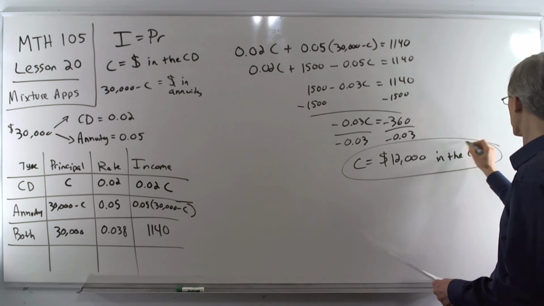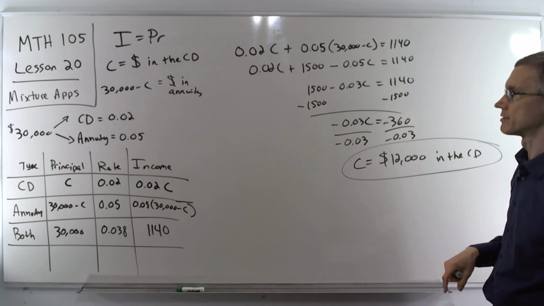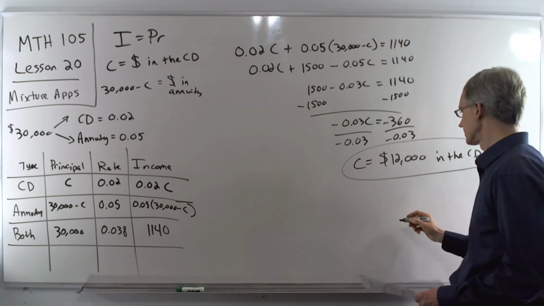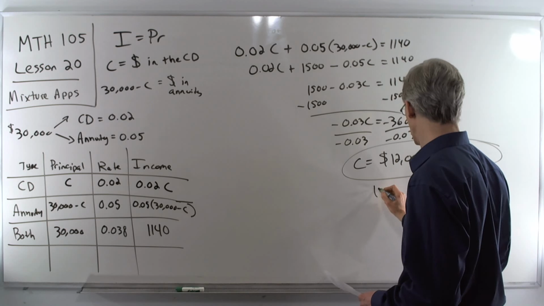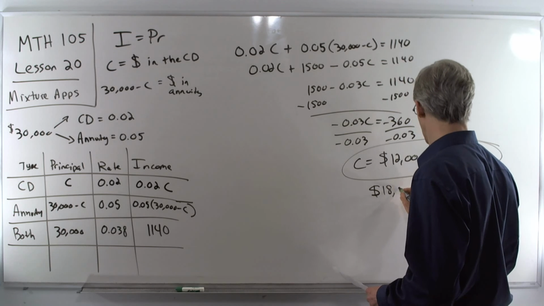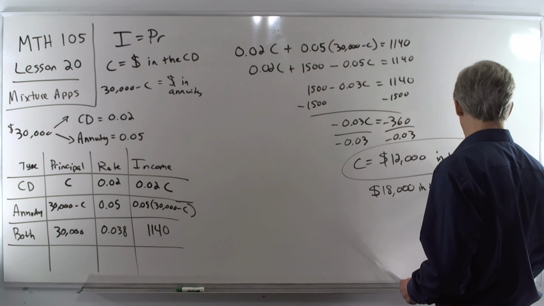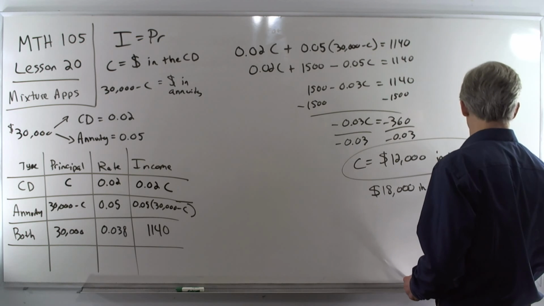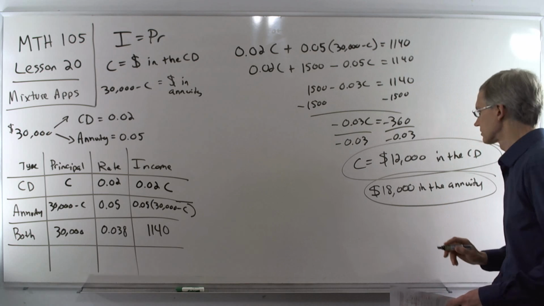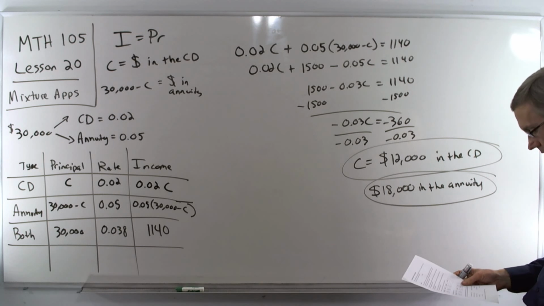So 12,000 goes into the CD. We got a total of 30,000, so 30,000 minus 12,000 is 18,000. So $18,000 goes into the annuity.